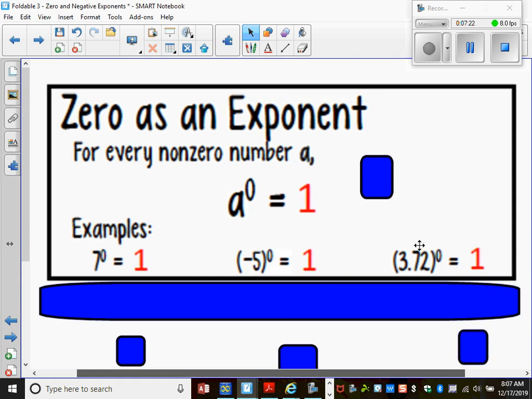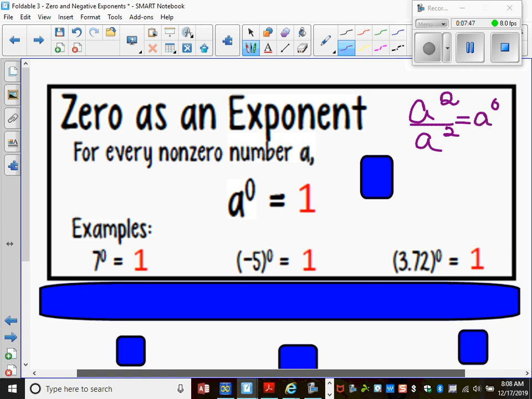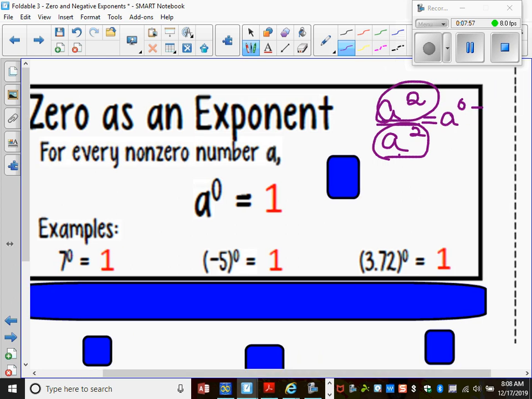If the exponent is 0, that really means that you are dividing a number into itself. For instance, if I have a to the second divided by a to the second, well, we just went over the quotient rule, which says you subtract the exponents, correct? So 2 minus 2 is 0. But we also know from a long time ago, when you divide anything into itself, it equals 1 whole.